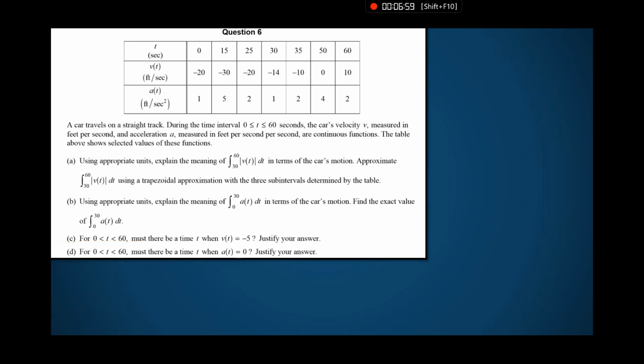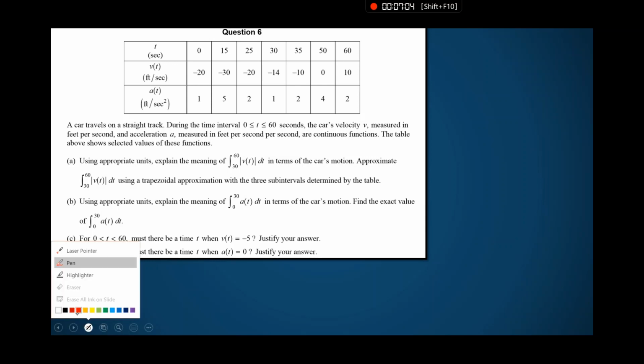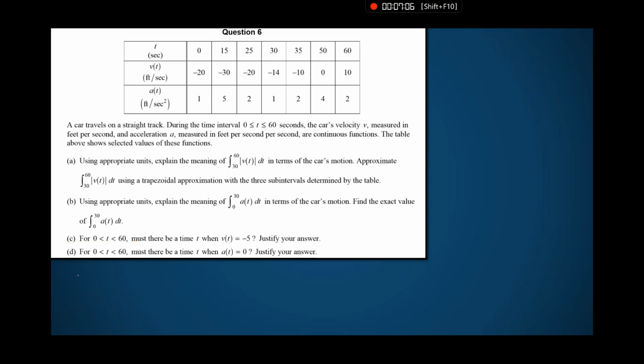Split it in three terms. Okay, so I need to split this into three subintervals. So if I'm going from 0 to 60 and I want to split it up into three different subintervals, what should my subintervals be? Zero to 25, 25 to 35, 35 to 60. Okay. 0 to 25, 25 to 35, 35 to 60 for three subintervals that are indicated by the table.